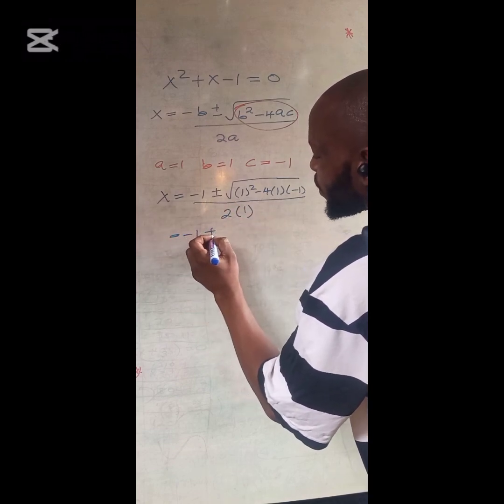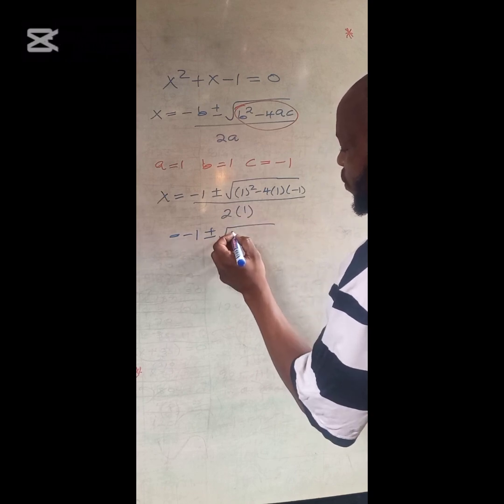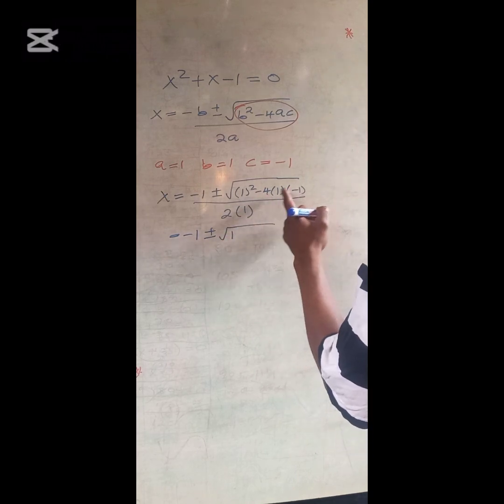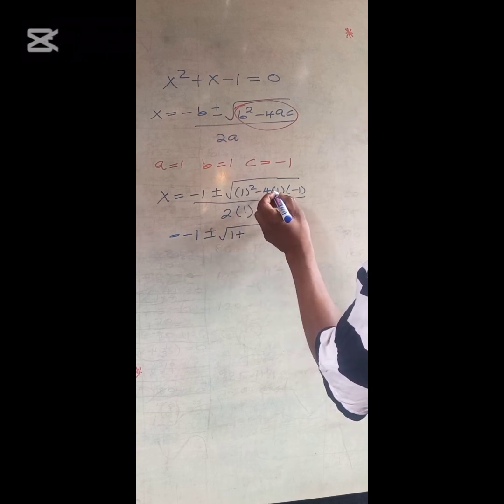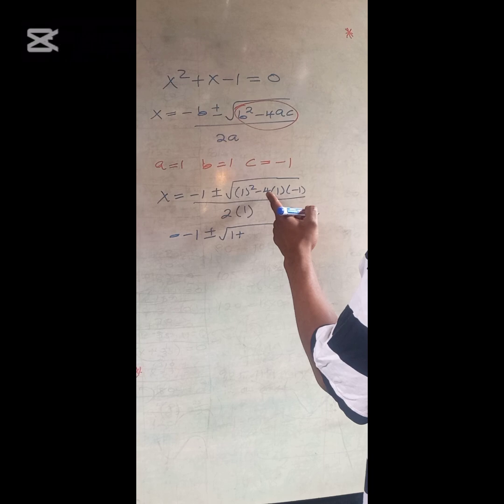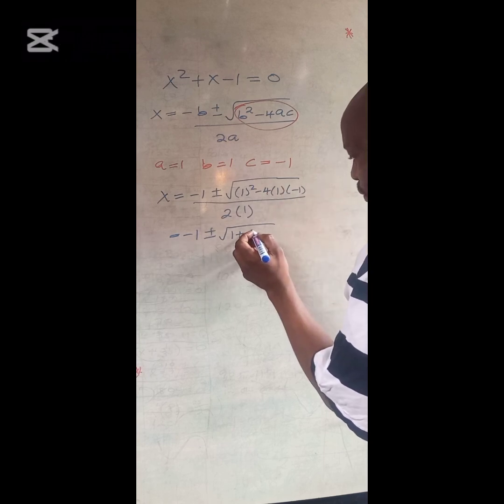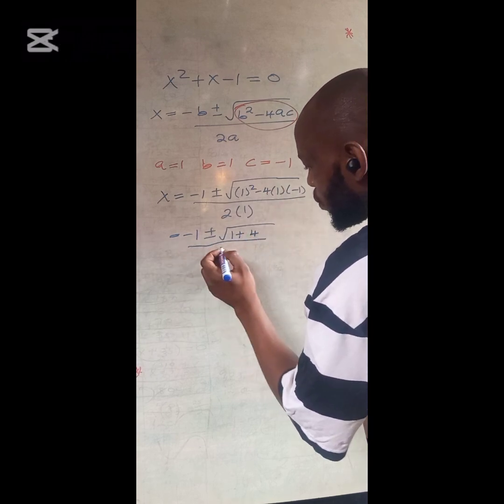Therefore we have minus 1 plus or minus the square root of 1 squared, which is 1. Negative by positive is negative, negative by negative is positive. 4 by 1 is 4. So we have 4 all over 2.